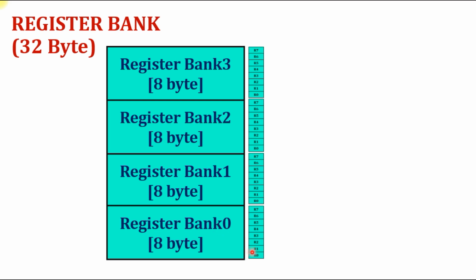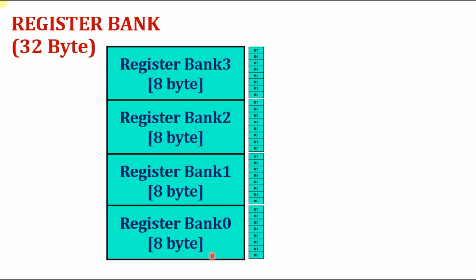So the 8 bytes are named R0, R1, R2, R3, R4, R5, R6 and R7. Similarly, bank 1 also has R0 to R7, and so do bank 2 and bank 3. Each bank has 8 locations, named R0, R1, R2 up to R7. So totally 4 banks are there. 4 into 8 is 32, so this 32 byte memory is arranged in this manner. These are the actual registers available in the 8051.